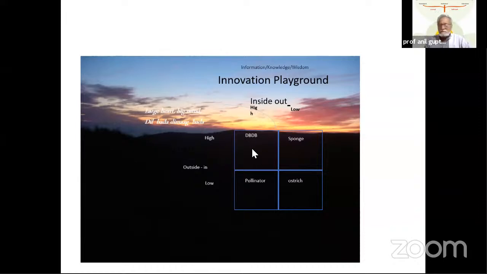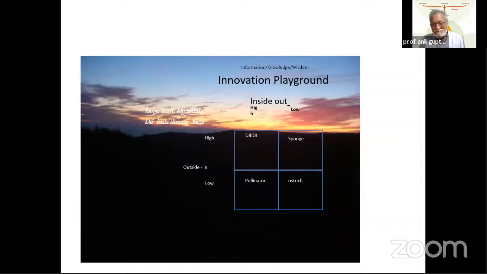Now comes the fourth one. Inside out is high and outside in is high. That means I'm willing to learn a lot from others. I'm also willing to share a lot with others. And that, I would say, happens when people have deep thinking.